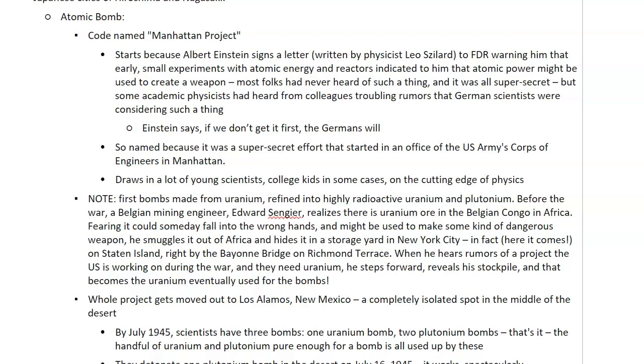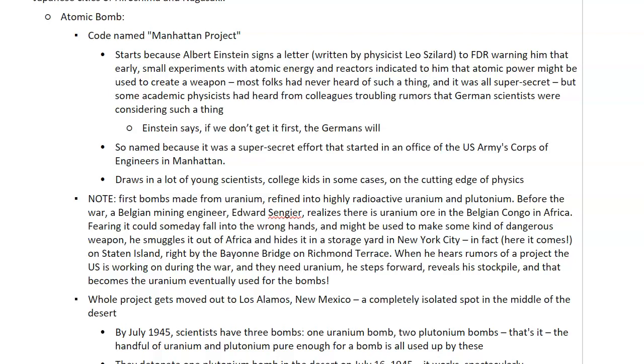Anyway, the Manhattan Project started because Albert Einstein, no kidding, wrote a letter to FDR. There was a physicist named Leo Szilard. Leo Szilard had realized that all of the scientific experiments they had been doing in the 1930s about nuclear physics, atomic physics, you could actually build a bomb with it. They didn't know exactly how, but they realized that that was a possibility.